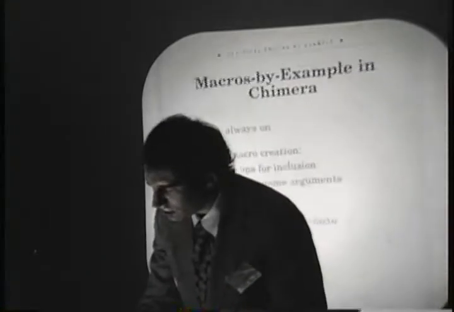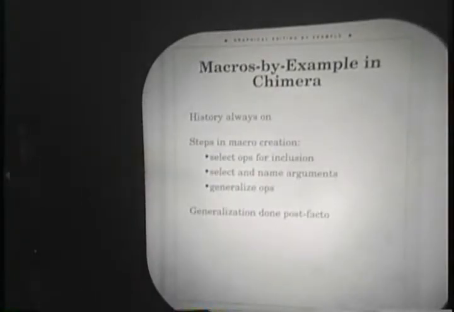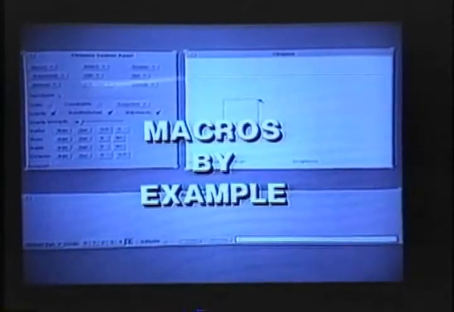We've used our history mechanism as a representation for a macro by example facility. First, I'll show you a videotape of our macro by example facility in action in Chimera, and then I'll tell you a little bit more about it. Now I'm going to write a macro to left align two rectangles by demonstration.